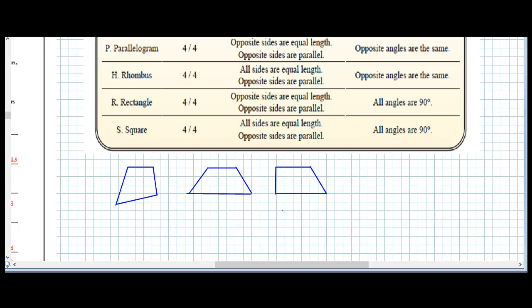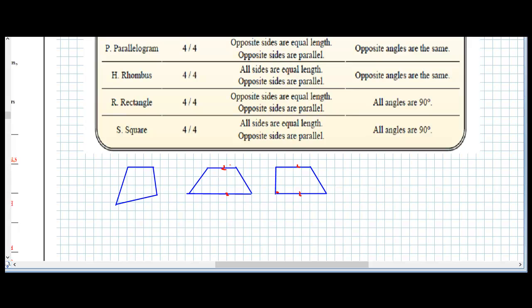These 2 shapes, only one pair of sides are parallel. This side here is parallel to this side. Only 2 sides are parallel to each other. So if only one pair of sides are parallel, we call it a trapezoid. It can be a right trapezoid because it has a right angle here, no problem.